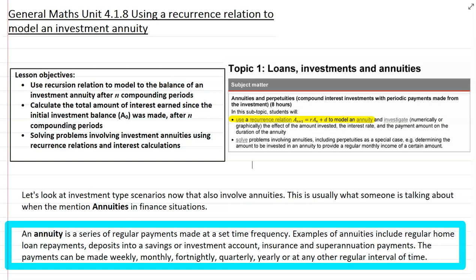Last lesson, we looked at loan annuities that involved paying off reducing balance loans. For this lesson, we're going to focus on investment type annuities, where we're depositing regular payments into a savings or investment account, or we may be receiving insurance or superannuation payments. Again, the payments can be made weekly, monthly, fortnightly, quarterly, yearly, or at any other regular interval of time.